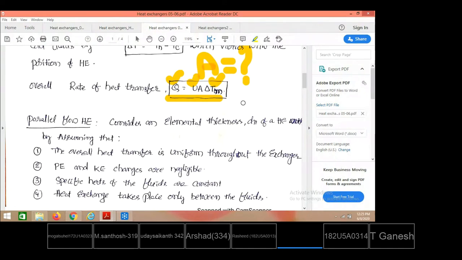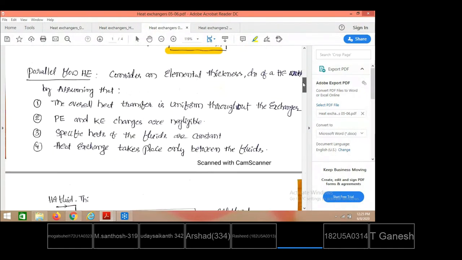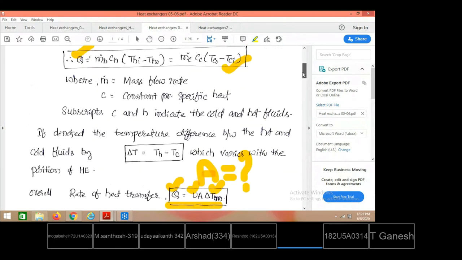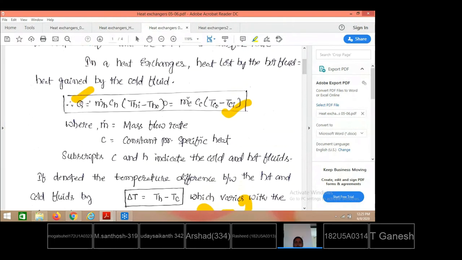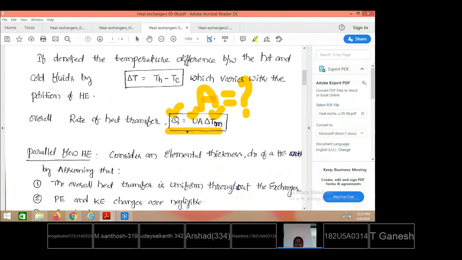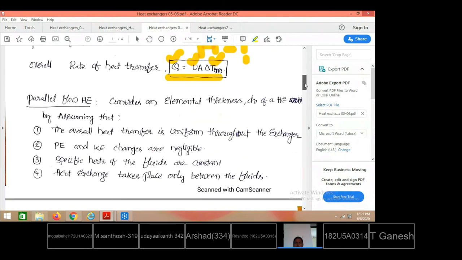To decide the heat exchanger area, you need to calculate the Q value. We already know the procedure. How do you estimate Q? By equating the energy lost by the hot fluid to the energy gained by the cold fluid. From here we can calculate how much heat has transferred, or the U value is also already calculated. Delta Tm also by calculating, A can be fixed.